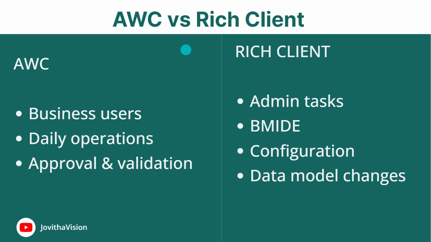Let's compare AWC and Rich Client. Most operations done in AWC include searching items, creating items and revisions, viewing BOM, workflow approvals, attribute validation, daily business activities. Operations mainly done in Rich Client include BMIDE configuration, data model changes, deep admin activities, advanced structure editing, certain bulk operations. In short, AWC is for business users, Rich Client is used for administration and configuration.